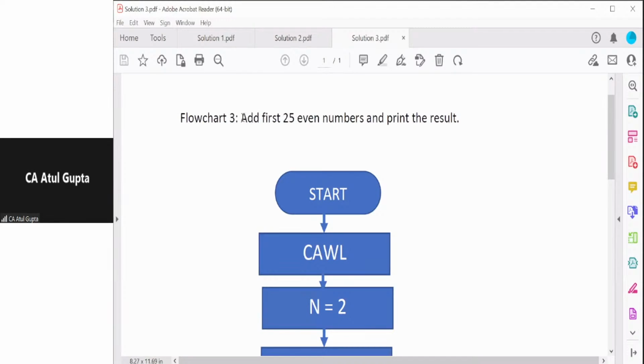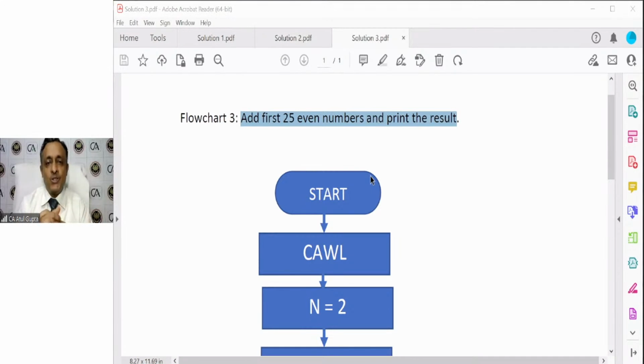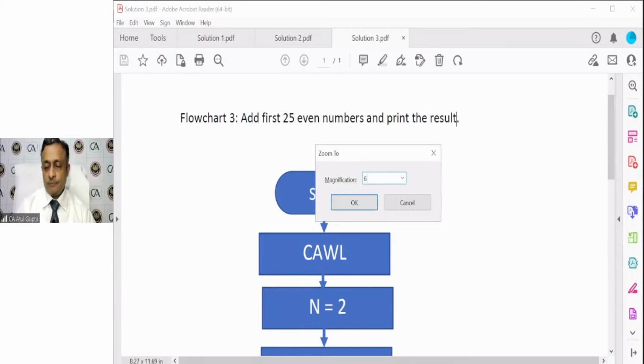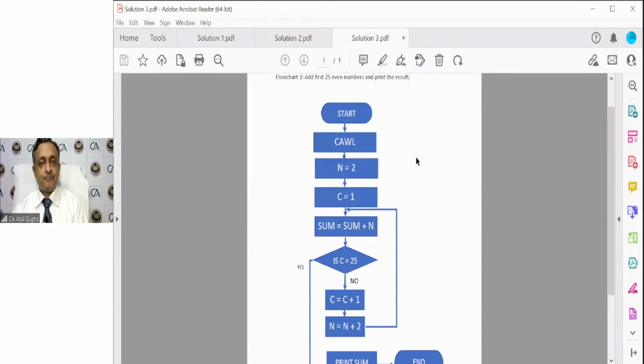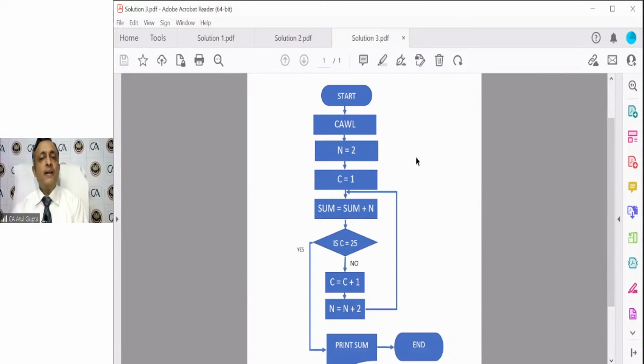See, if you have any line like this, add first 10 numbers, 25 numbers, odd numbers, even numbers, then you need to use count. Okay, so this is an indicator that here you need to use a count. Just read the question like that. Now, we are adding the first 25 numbers. This flowchart will require a count to be created.